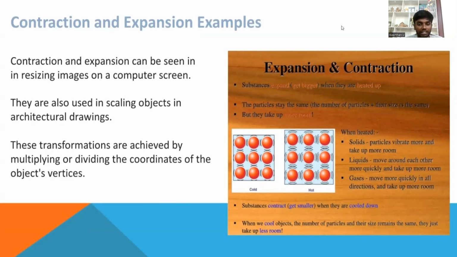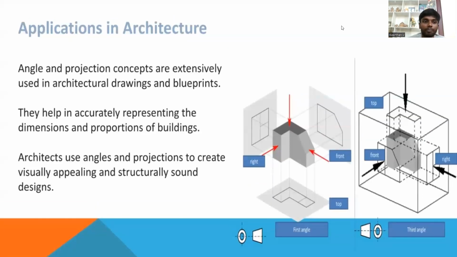Examples of contraction and expansion. Contraction and expansion can be seen in resizing images on a computer screen. They're also used in scaling objects in architectural drawings. These transformations are achieved by multiplying or dividing the coordinates of the object's vertices.